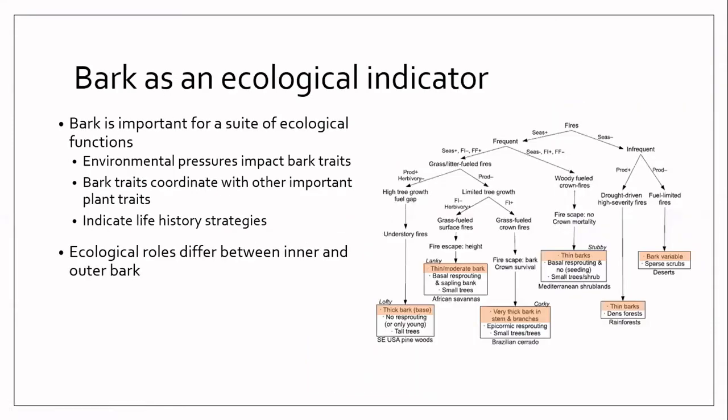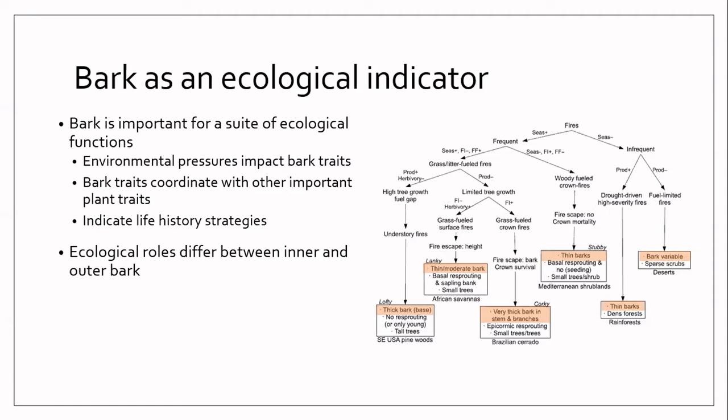Bark is important for a lot of things. It's been focused on in fire behavior, fire resistance traits and life history strategies, but it coordinates with a lot of other important plant traits. So they are good indicators of some life history strategies. They're affected by different environmental pressures.